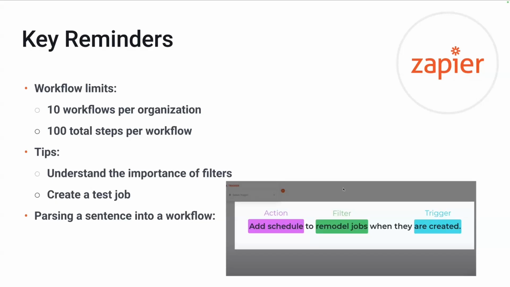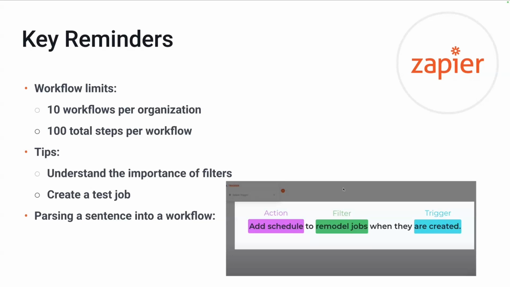And then lastly, I just wanted to touch on how I mentioned before, parsing out what I call plain English into a workflow. You take that plain English, that's a great starting point. It makes sense to us hearing it, and then translating that into this trigger, filter, action that we set up for the workflow. So taking a look at this example, I want to add a schedule to remodel jobs when they are created. And just the way English works sometimes, that's backwards from how you set up the workflow.